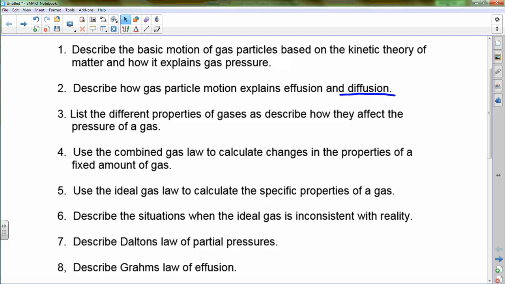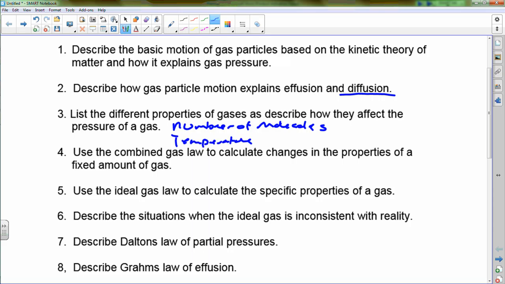Number three, list different properties of gases and describe how they affect the pressure of a gas. So this is things like number of molecules, temperature, volume.